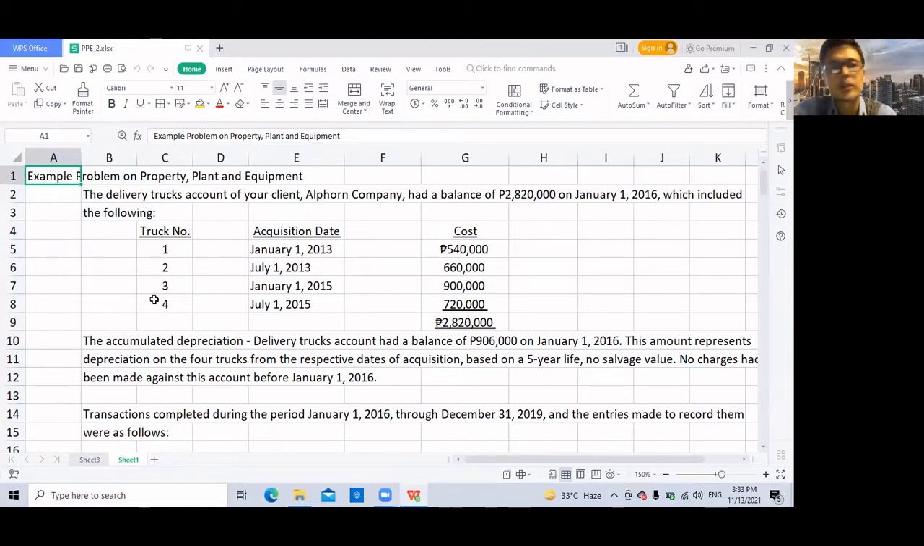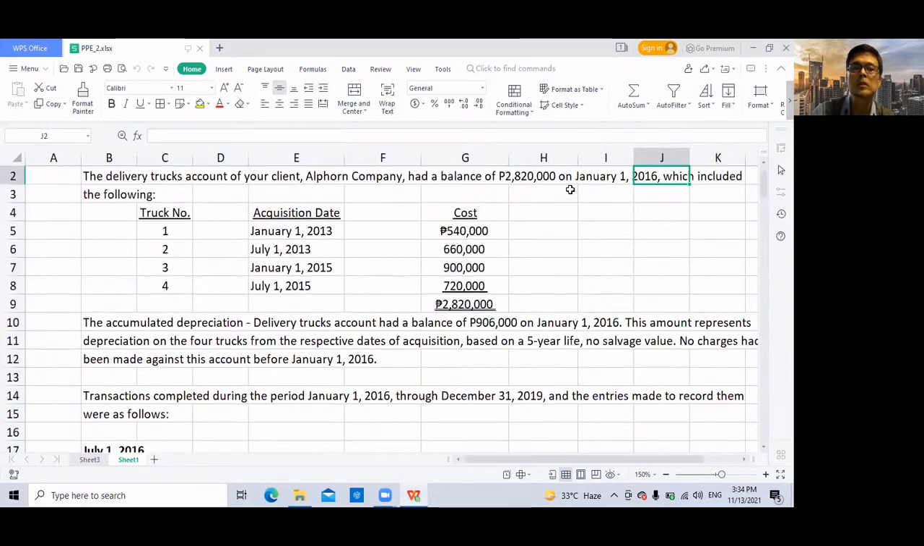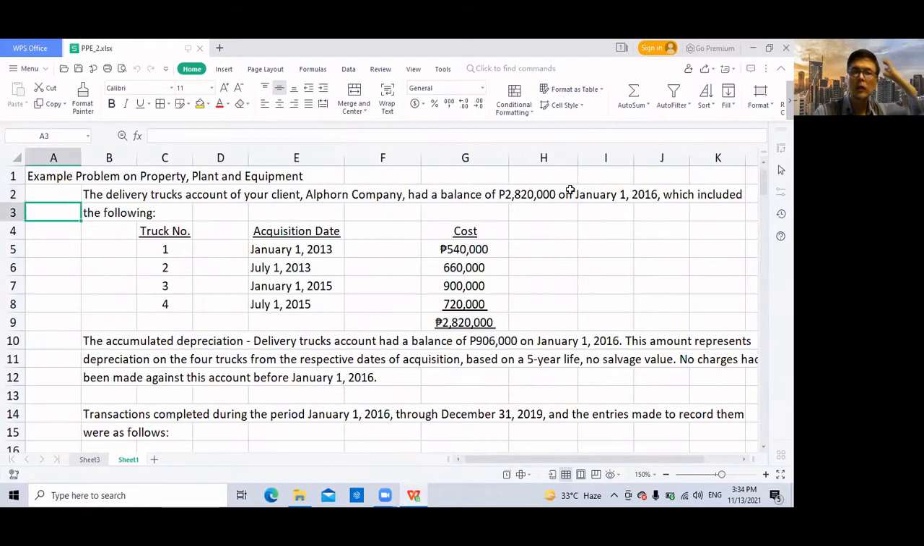So as we can see here, this is the example problem on property, plant, and equipment. So let's read down without further ado. Let's get right on to the business. The delivery trucks account of your client, the Alfred Company, had a balance of 2,820,000 on January 1, 2016, which included the following.